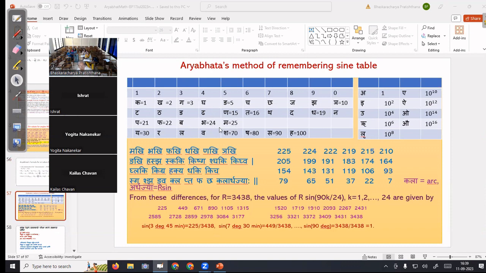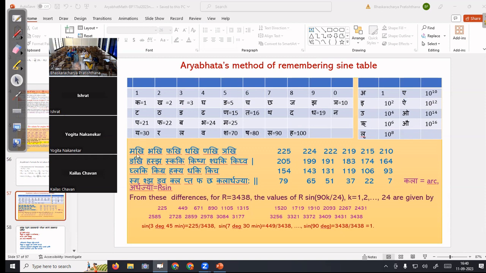Then 11, 12, 13, 14, 15, 16, 17, 18, 19, 20, 21, 22, 23, 24, and 25. Now, after that, Aryabhata jumps to 30, 40, 50, 60, 70, 80, 90, and 100. So, using the numbers from 1 to 25 and the numbers 30 to 100, he constructs the remaining 2-digit numbers. And for larger numbers, he uses A is 1, E means 100.